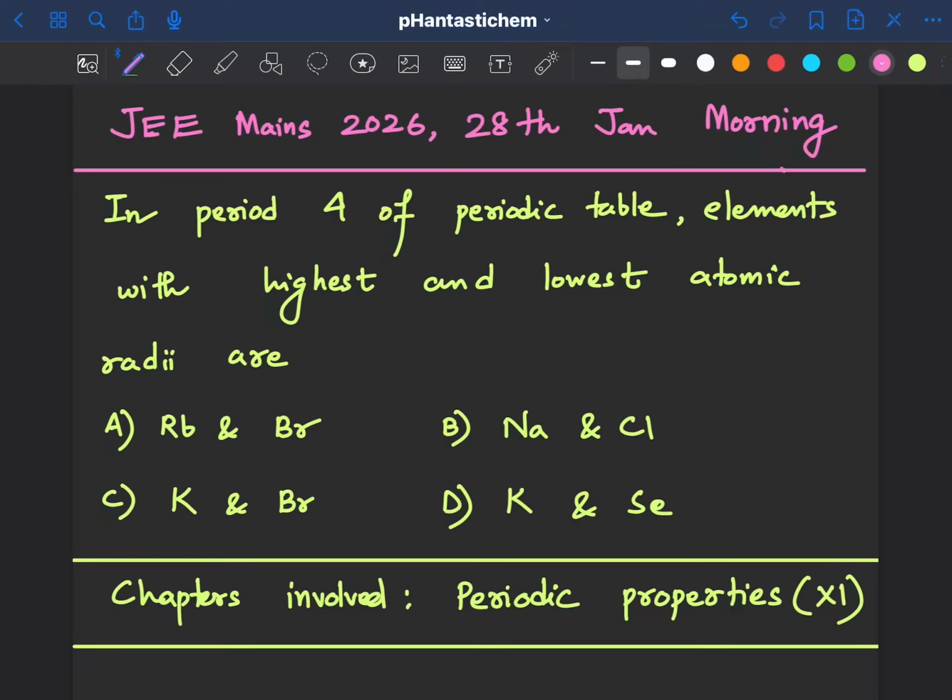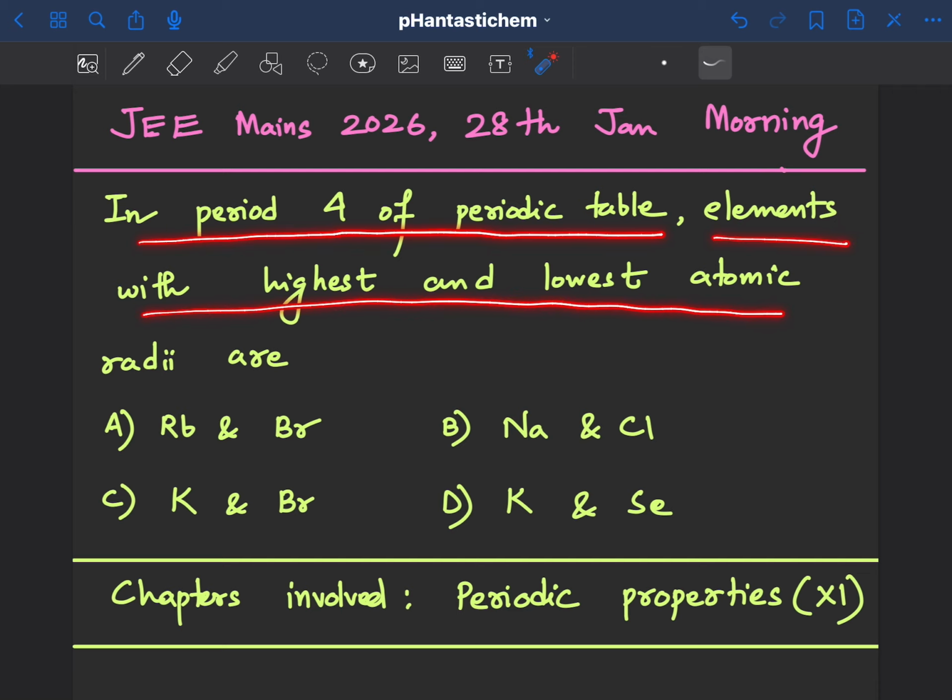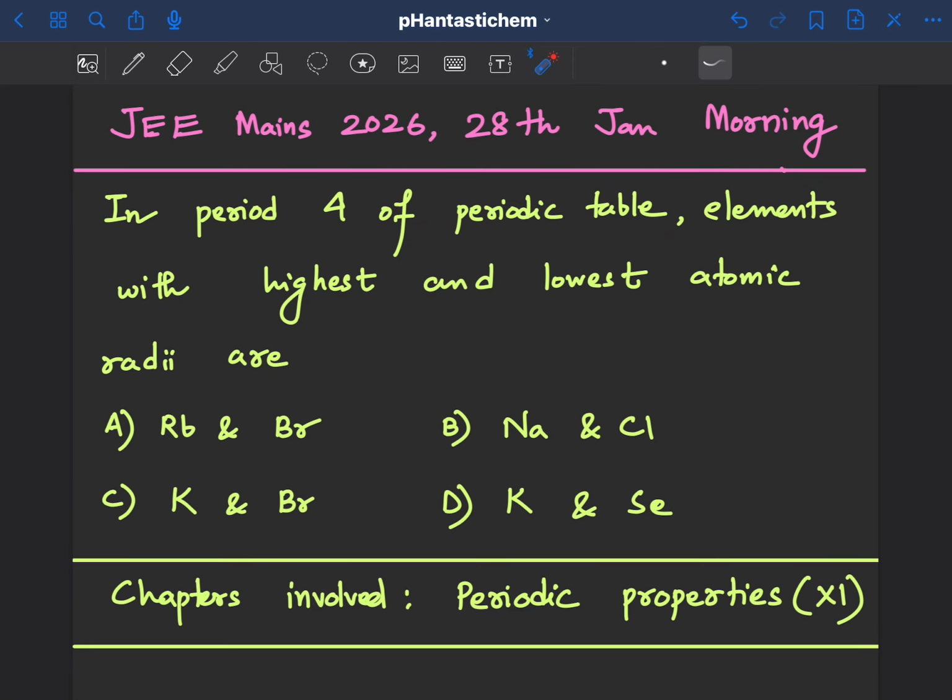Hello everyone. So this is a question from JEE Mains 2026, 28 Jan morning. In period 4 of the periodic table, elements with highest and lowest atomic radii are: rubidium and bromine, sodium and chlorine, potassium and bromine, potassium and selenium. The chapter involved is periodic properties.